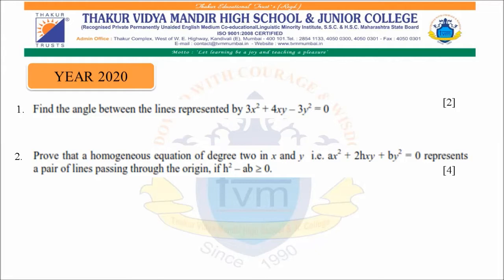And the second question is prove that a homogeneous equation of degree 2 in x and y, that is ax square plus 2hxy plus by square equal to 0, represents a pair of lines passing through the origin if h square minus ab is more than or equal to 0. And this question is of 4 marks. Every year the marks weightage of this chapter pair of straight line is of 6 to 8 marks. Now it is decreasing to 4 to 6 marks.